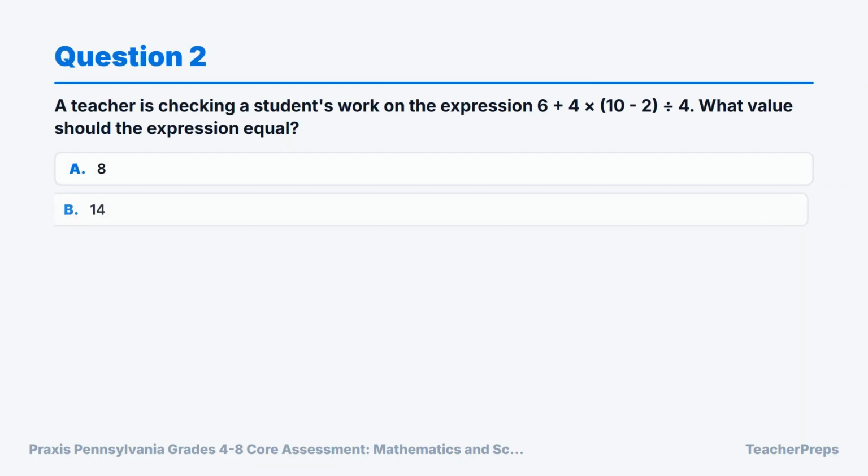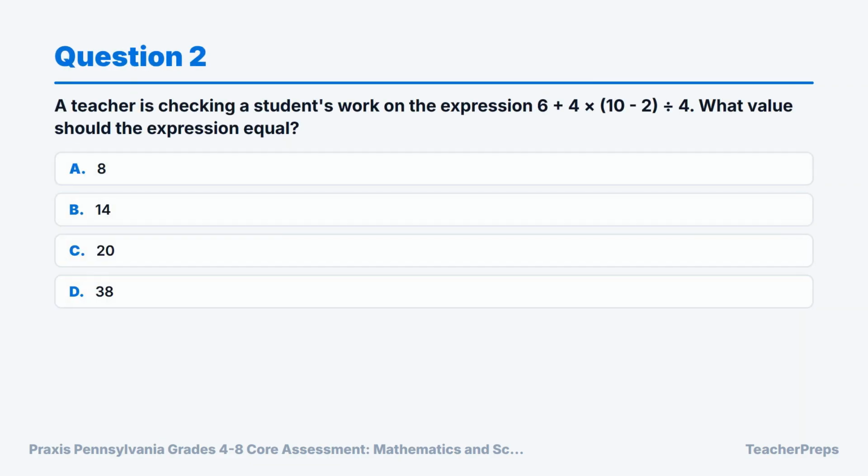Question 2. A teacher is checking a student's work on the expression 6 plus 4 times open parenthesis 10 minus 2, close parenthesis, divided by 4. What value should the expression equal? Pause the video and select the best answer.